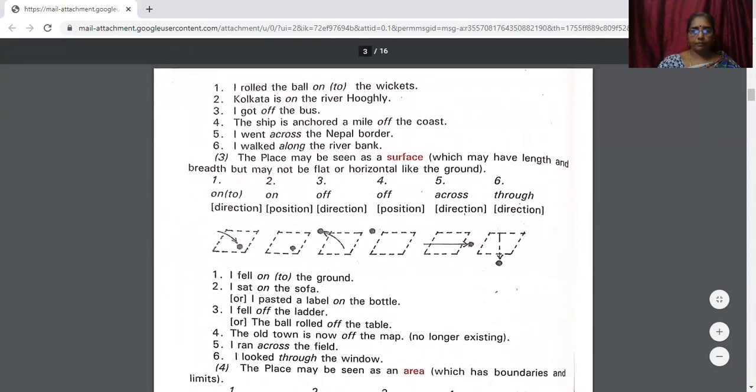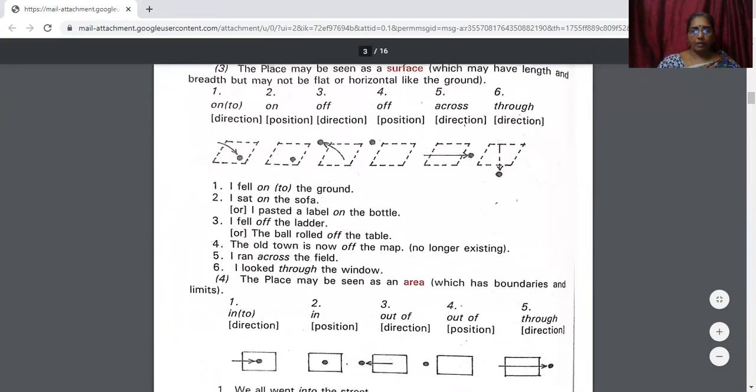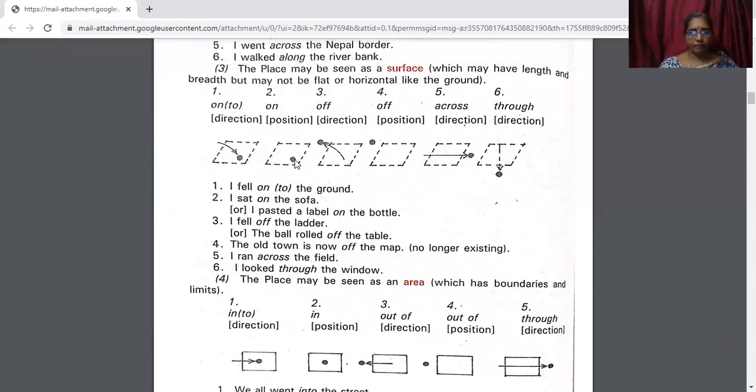Go ahead a little. The place may be seen as a surface, which may have length and breadth, but may not be flat or horizontal like the ground. For example, I fell on the ground. See, if you see that box, you fell on the ground. I sat on the sofa. Or I pasted a label on the bottle. I fell off the ladder. The ball rolled off the table. See, direction, position.